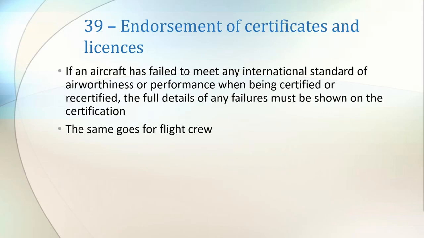Article 39 looks at certificates for both aircraft and flight crew. If there are any failures to meet certification requirements at the time of certification, details of any failures should be listed on the certification. For example, the ICAO agreed maximum flight crew age is 65. However, a person could fly beyond this age if the states involved authorised it, but this would be noted on the personnel licensing as it would not be meeting international standards.